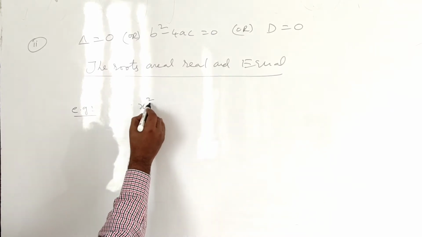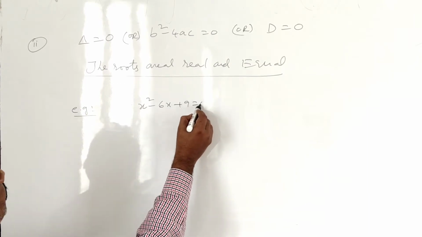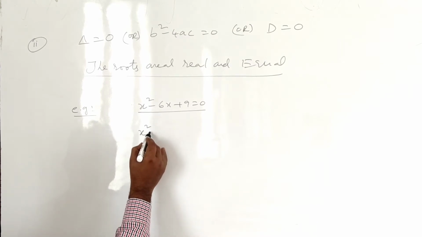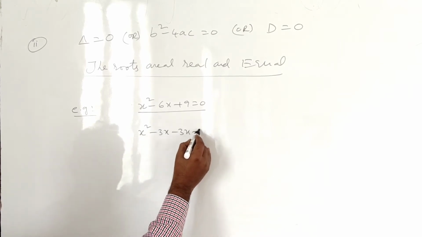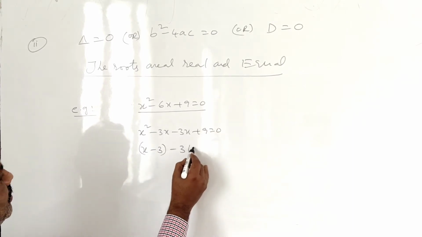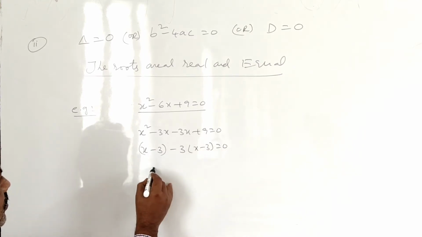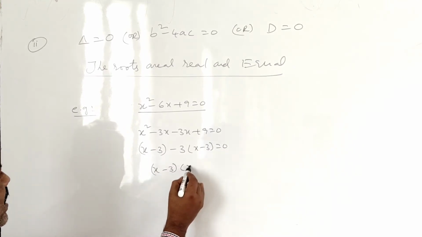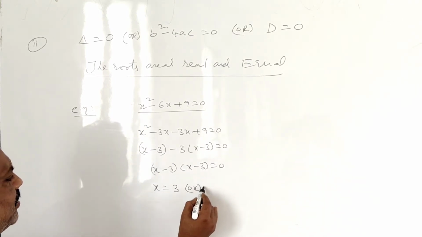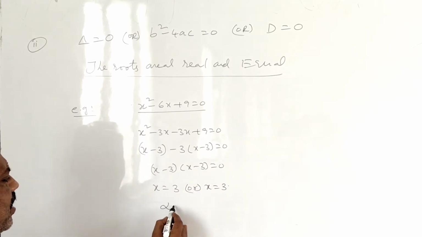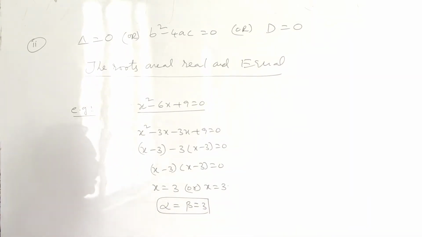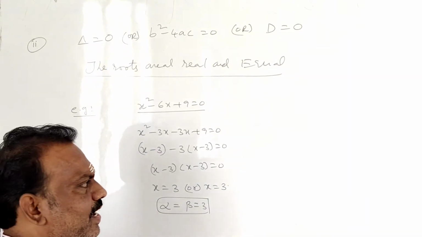So, we have x square minus 6x plus 9 is equal to 0. This is a quadratic equation. If you factorize this, you will get x square minus 3x minus 3x plus 9 is equal to 0. I think you are familiar with this from the lower classes, that's why I am not explaining in detail. So, (x minus 3) into (x minus 3) is equal to 0. So, x is equal to 3 or x is equal to 3. So, you can see in this case alpha value and beta value are both equal to 3 only. In this case, we will say that roots are real and equal.